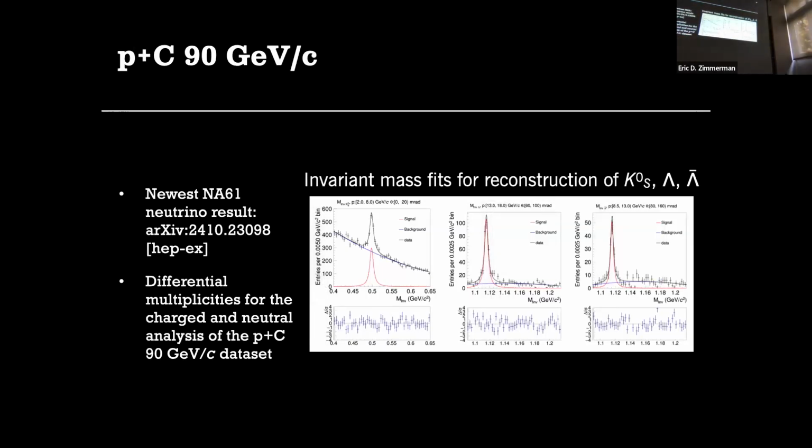So here's the 90 GeV. This is our newest result. This is once again the neutral particle invariant mass reconstructions.